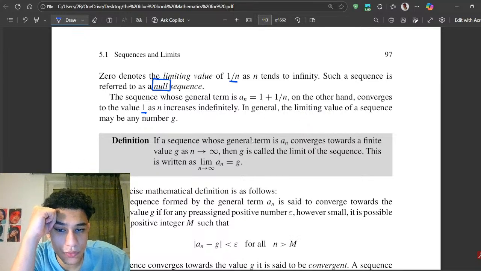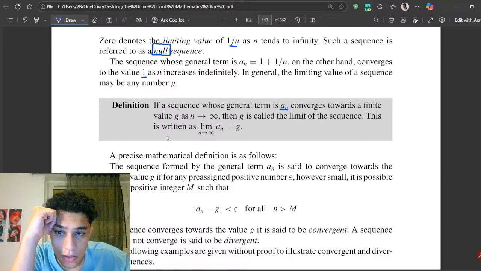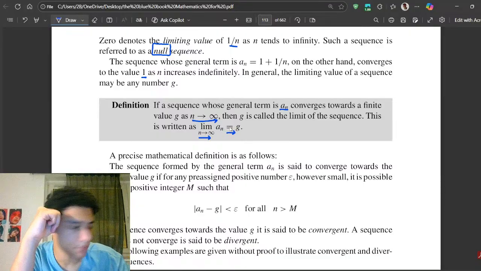Definition: if a sequence whose general term is an converges towards a finite value g as n goes to infinity, then g is called the limit of the sequence. This is written as the limit as n goes to infinity of an equals g.